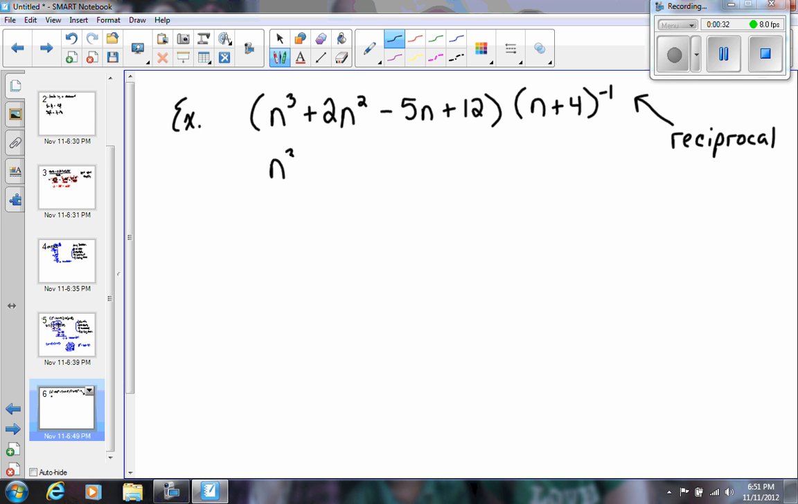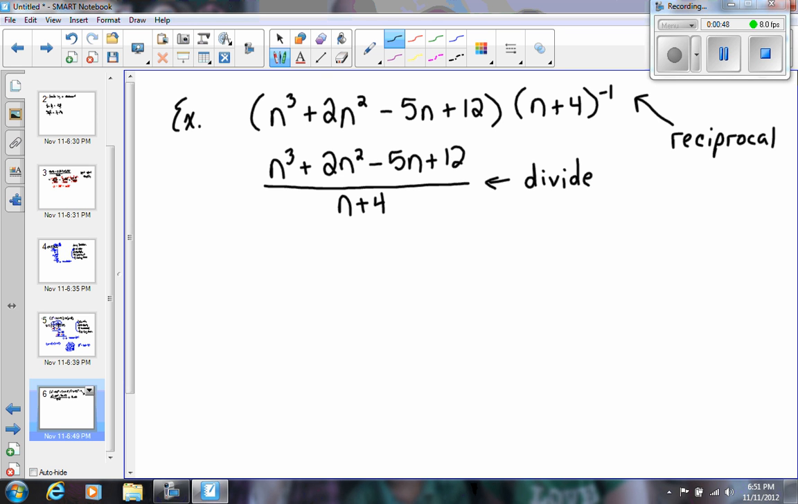So I end up with n cubed plus 2n squared minus 5n plus 12 over n plus 4. And remember, the fraction bar is telling you to divide. So I'm dividing by n plus 4. I'm dividing by a binomial. I have a binomial in the denominator.